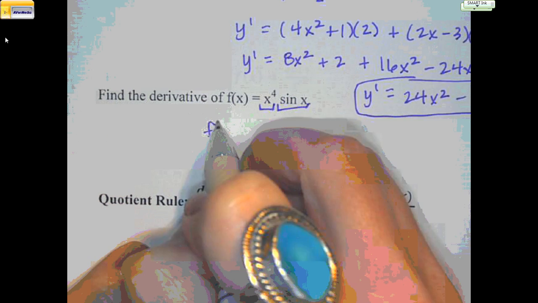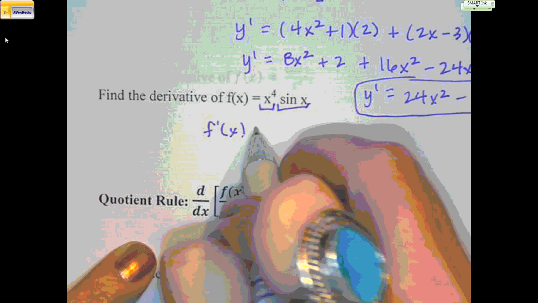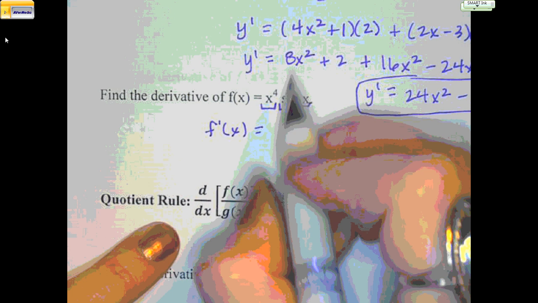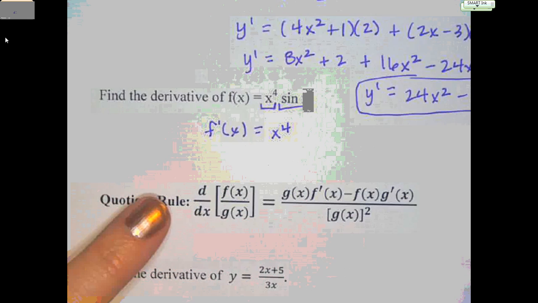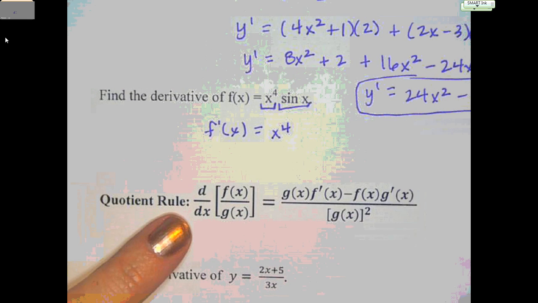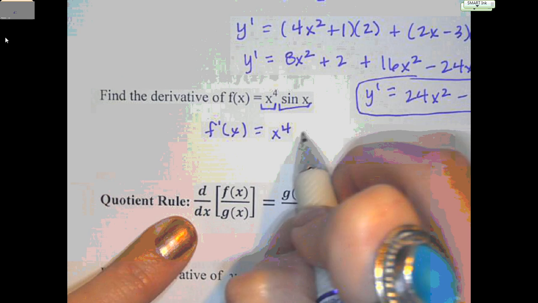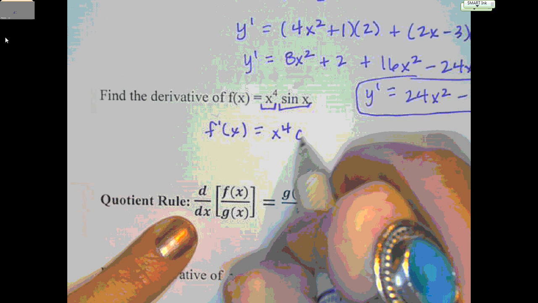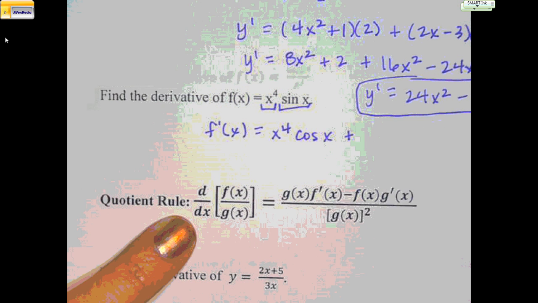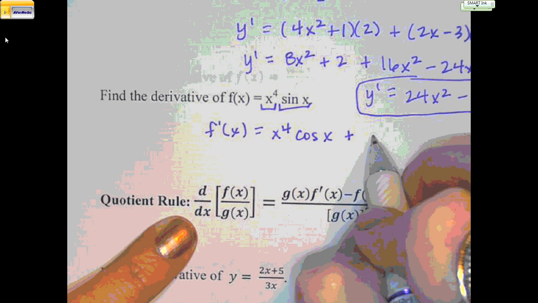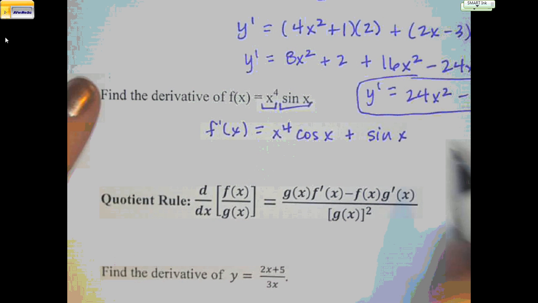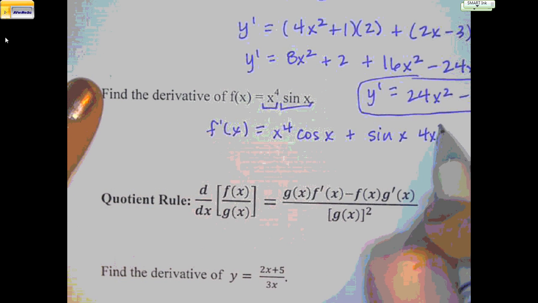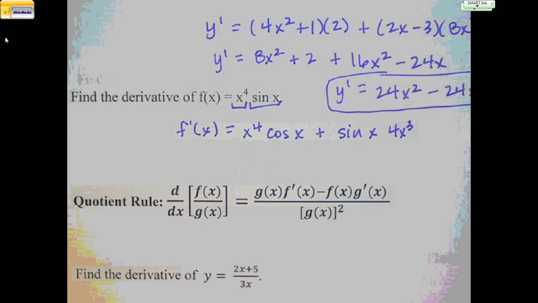So we say, okay, the derivative of y is the first function, which is x to the fourth, times the derivative of the second. What's the derivative of sine of x? Cosine. That's the one you had to have memorized. Cosine of x plus the second function, so sine of x, times the derivative of the first one, which is 4x cubed. What's wrong with the way that we wrote that?